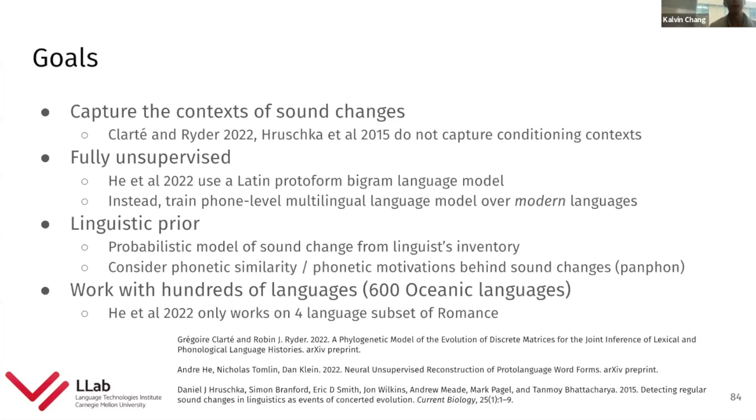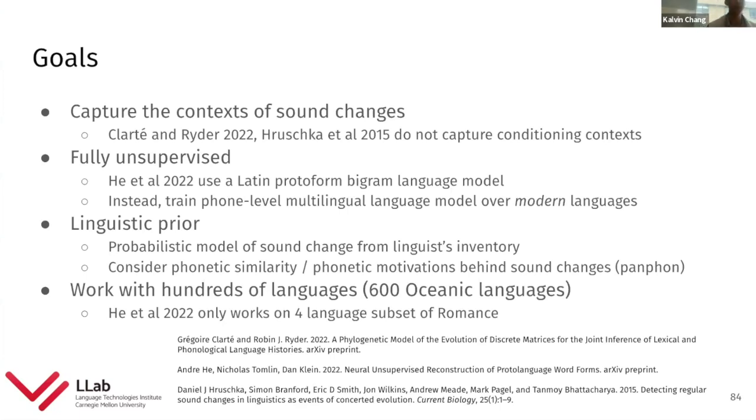Okay, so our goals in our EMNLP submission are to capture the context of sound change, which previous methods did not really capture. We also want a fully unsupervised method. So there's recent work on neural unsupervised proto-language reconstruction, but unfortunately, the results are limited by the fact that they use a Latin protoform bigram language model. So just to reinterpret what that means, they're trying to predict Latin protoforms, and they claim their method is unsupervised, but they're sampling the Latin protoforms from a language model that's been trained on Latin protoforms. So we can't really say that their method is truly unsupervised.